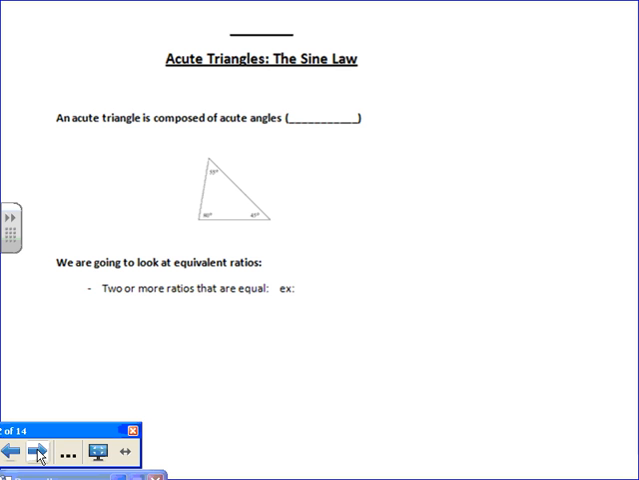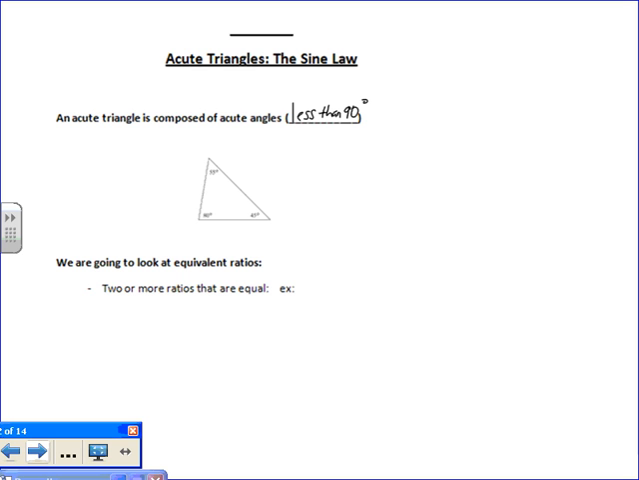And the first one is an acute triangle. An acute triangle is made up of three angles that are all less than 90 degrees. So if you're looking at a triangle, and I can see here that 55 degrees, 80 degrees, and 45 degrees are all less than 90 degrees, this is an acute triangle.